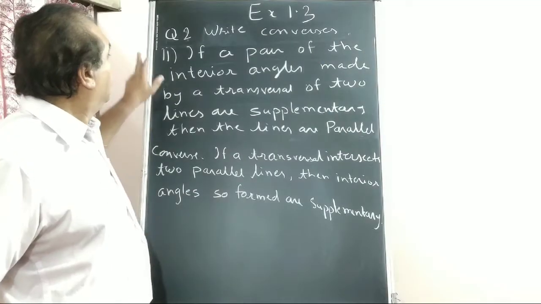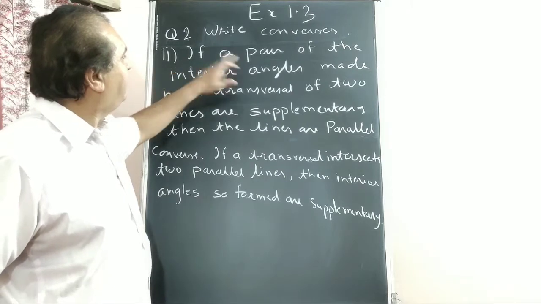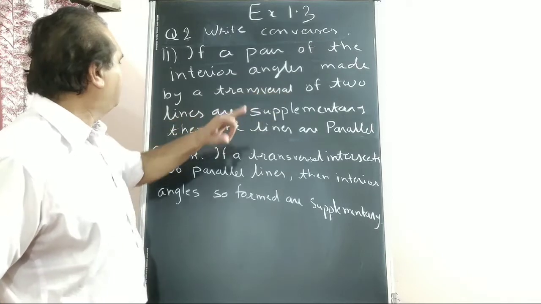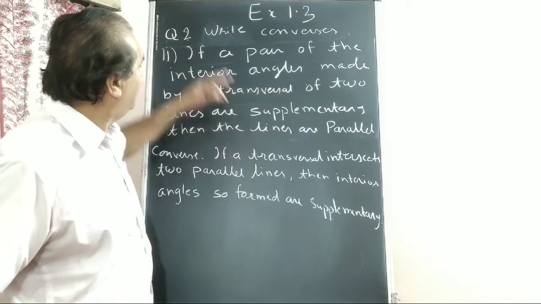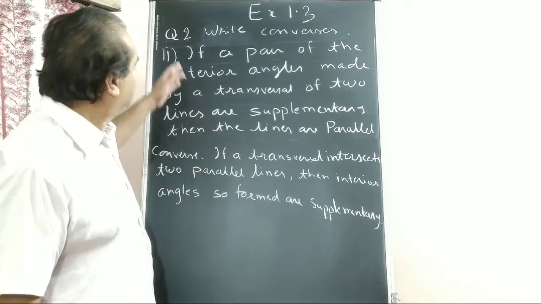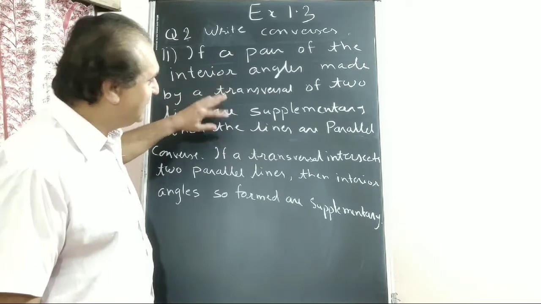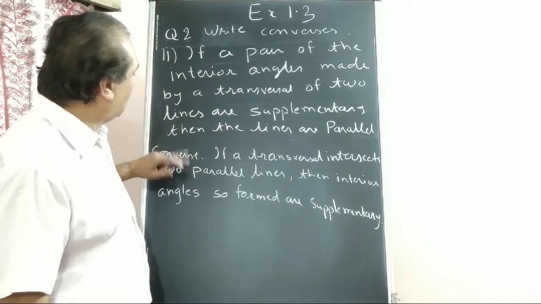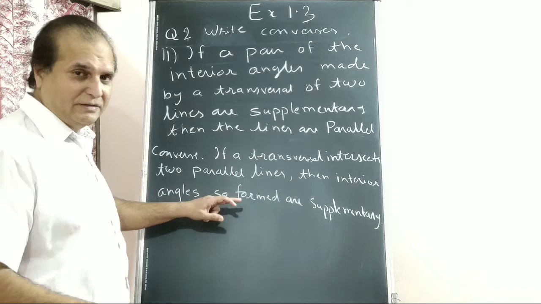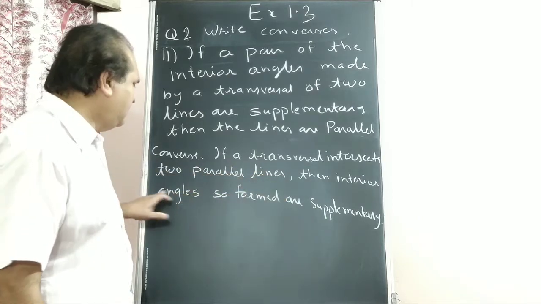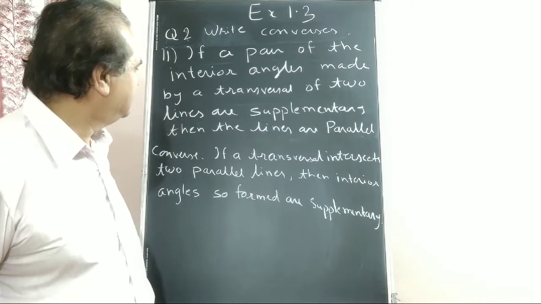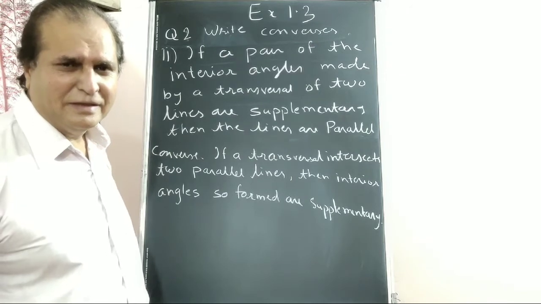Okay. Second, if a pair of interior angles made by transversal of two lines are supplementary, then the lines are parallel. Already if then statement, conditional statement, no need to change. Okay, so converse directly we will write by interchanging the positions. Converse: if a transversal intersects two parallel lines, then interior angles so formed are supplementary. Understood? Just English language.